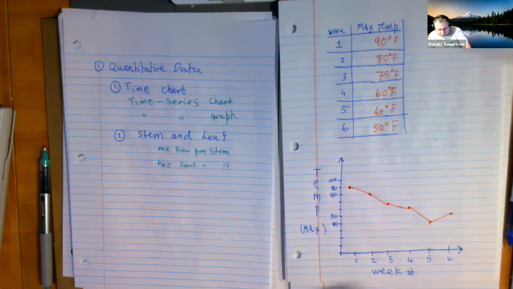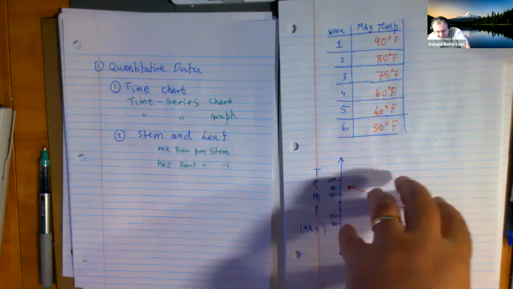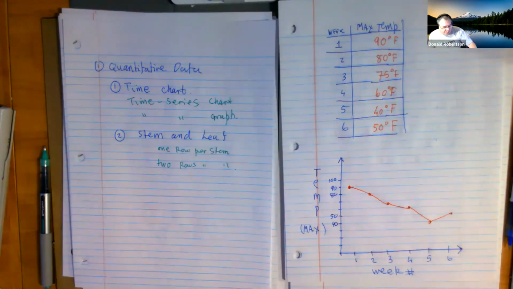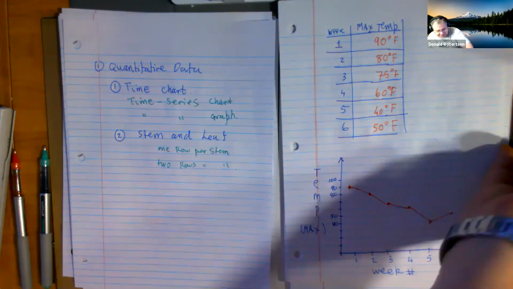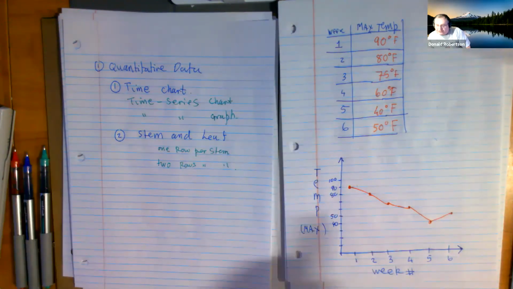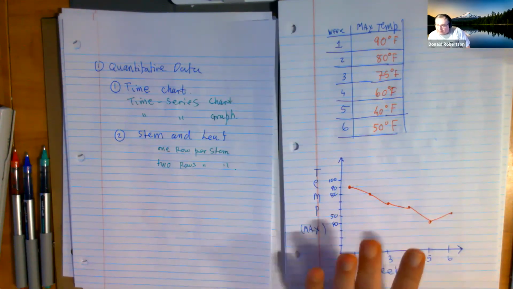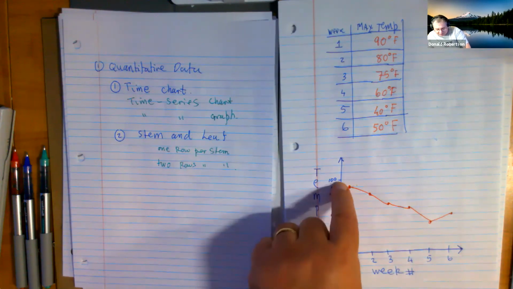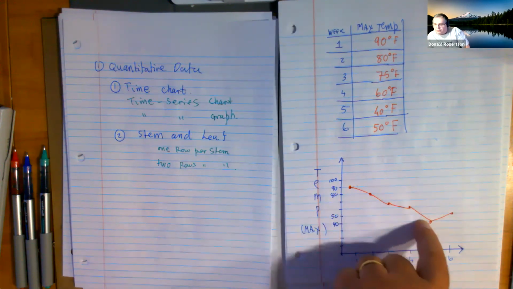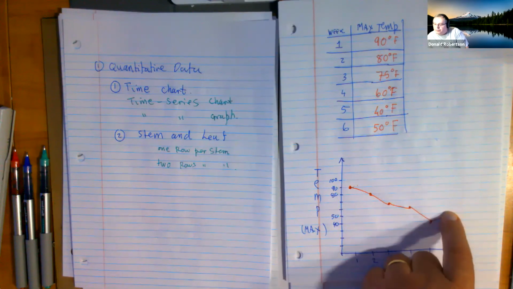And what you're doing here is visually representing the same information, but most people find that easier to see what's going on. Can you see that there was a pretty much steady decline until week 5, and then the temperature picked up a little bit?